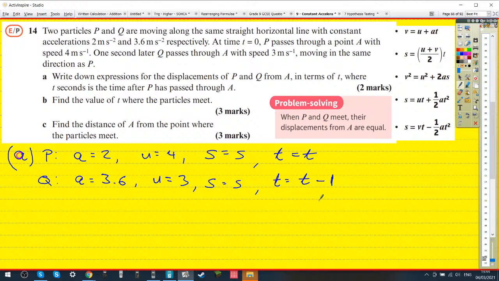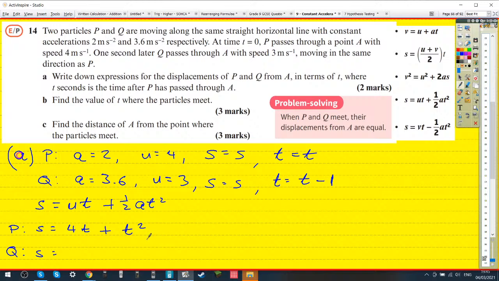We'd use s equals ut plus half at squared. So you would do that for both P and Q. For P it would be s equals u, which is 4t, plus a half of a, which is 2, which is 1, or just t squared.